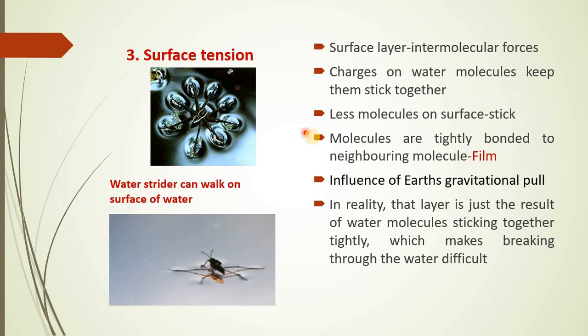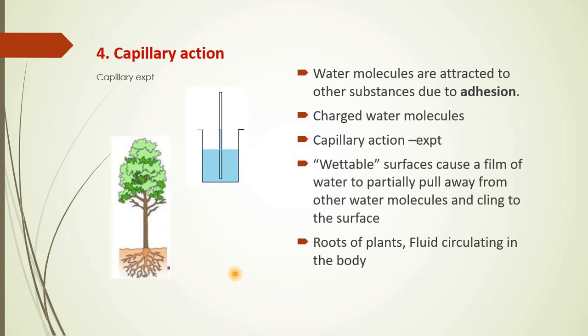And if this is the condition, then the big question arises: how can this water strider walk on the surface of water? It is only because whatever molecules are present on the surface thin layer are closely or compactly arranged, sticking together tightly so that there is no gap in between, and this feature enables the water strider to move very easily on the surface of water. Also, surface tension plays an important role in pulling water into the capillary, which we are going to discuss next.